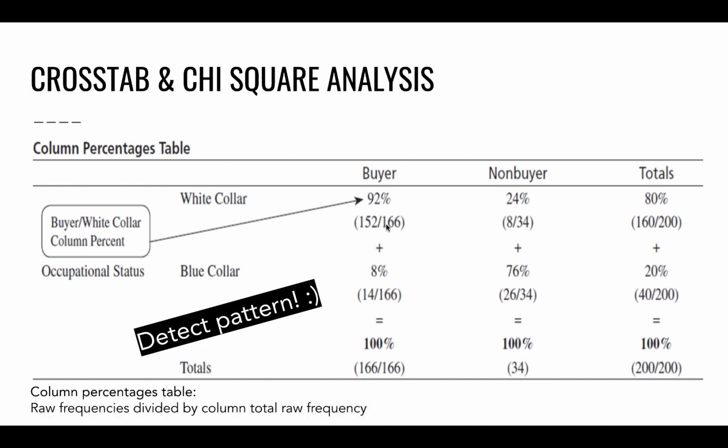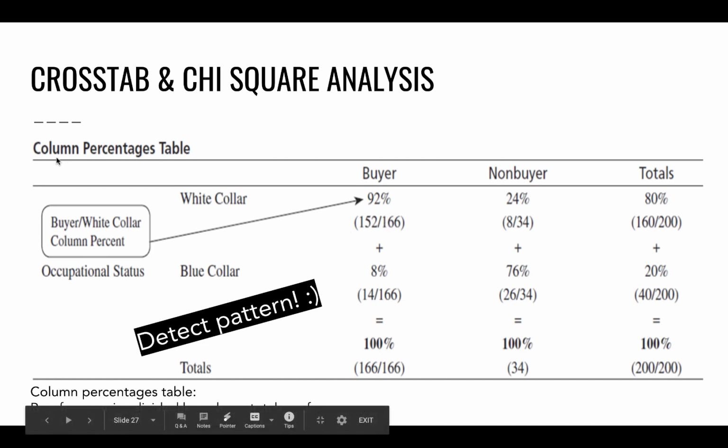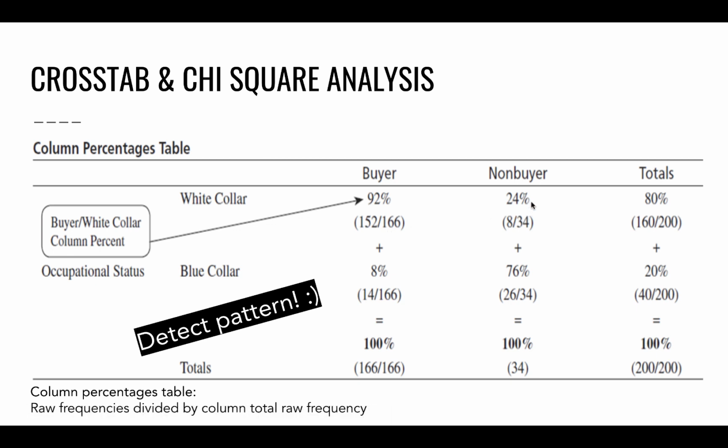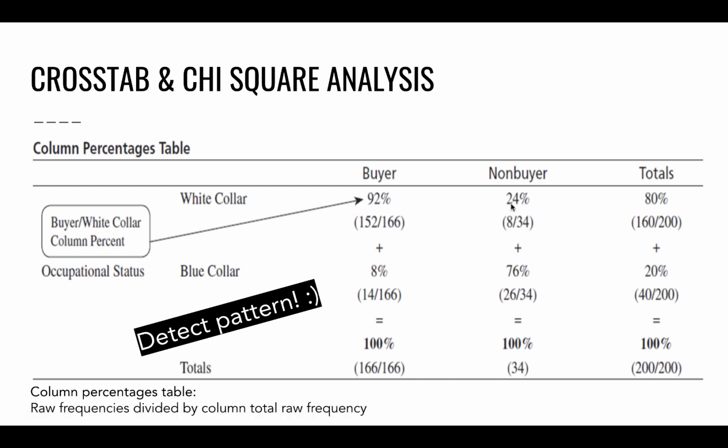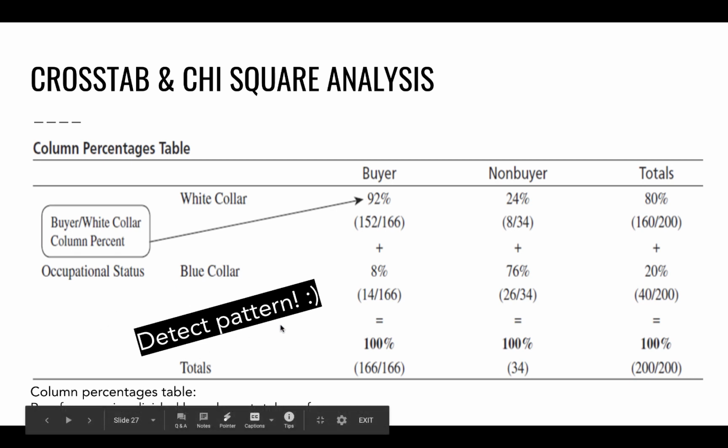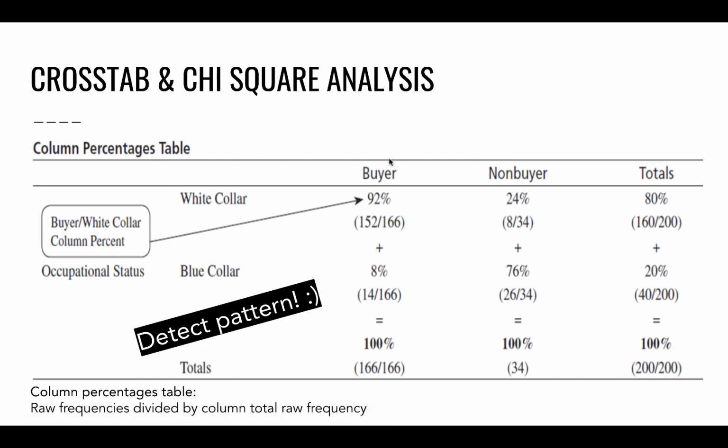Keep in mind, we can't talk about the grand total anymore because now we're doing column percentages. So in this case, we divide by the column total. Non-buyers of craft beer, if we look at those, we see that 24% of them are white collar workers and 76% of them are blue collar workers. So if you inspect this data for a little second longer, you will start detecting patterns. You will start to be able to see that there is indeed a relationship between buying or non-buying craft beer and whether you are a blue or a white collar worker.